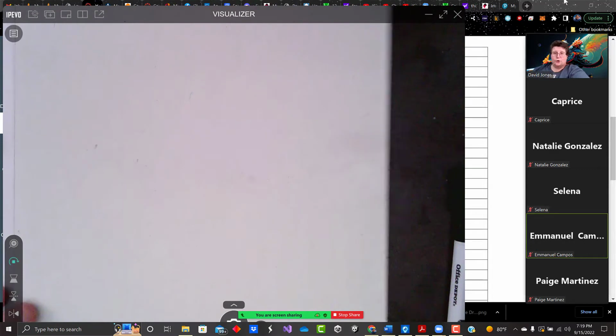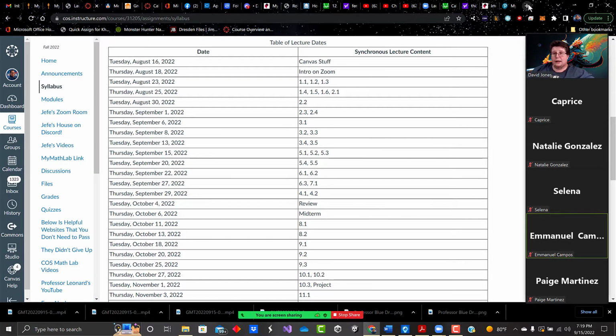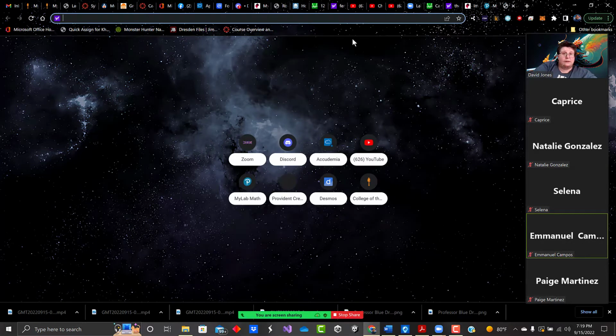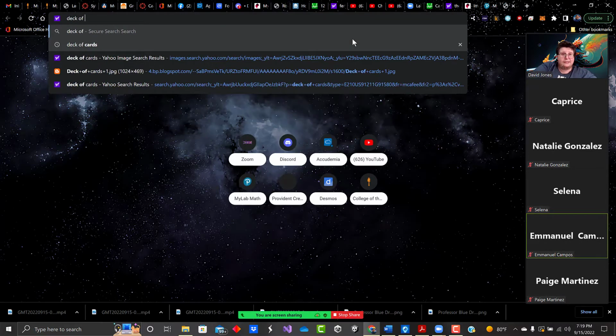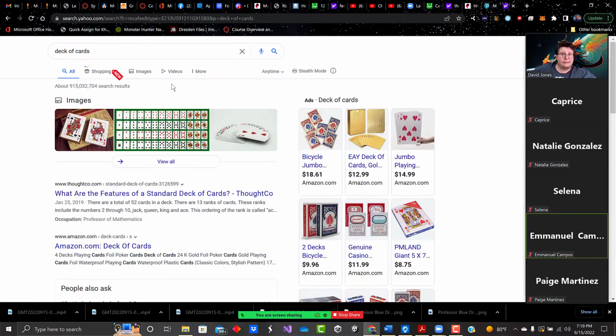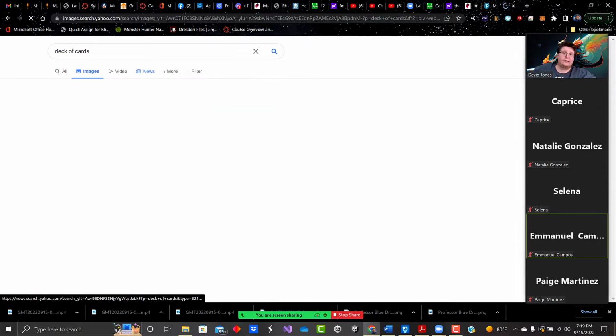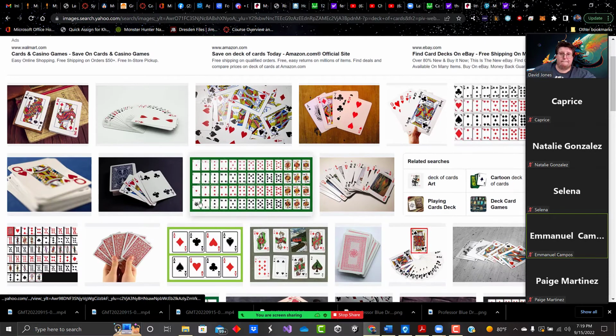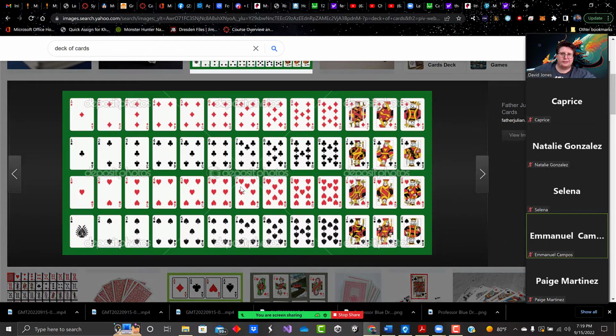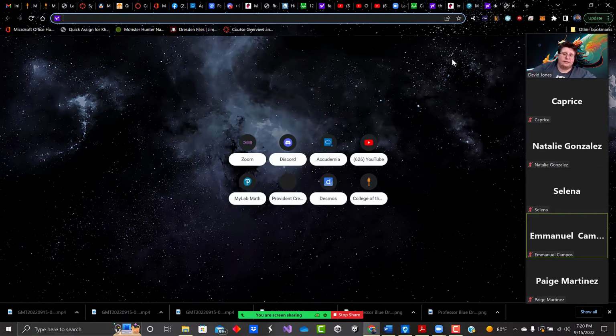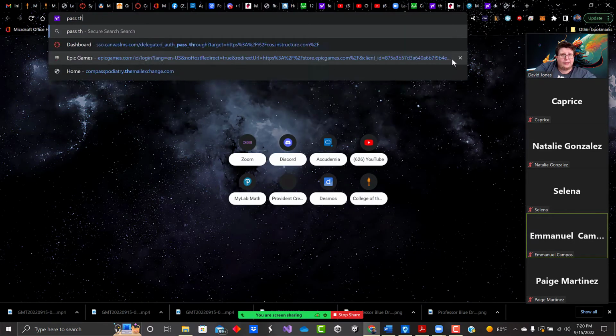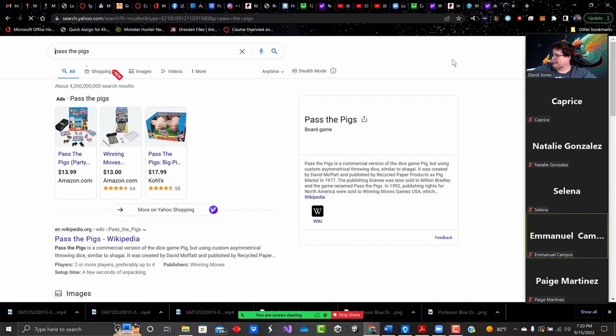Okay, so real quick, we will just do deck of cards images before I go on to the next one. Pick your poison. There are some good ones here. This will show you all the cards so you can work with them. I might leave this up because I might use it in a second. The other thing I want to do is show you the empirical method, and the easiest way to do this is look up the game Pass the Pigs.